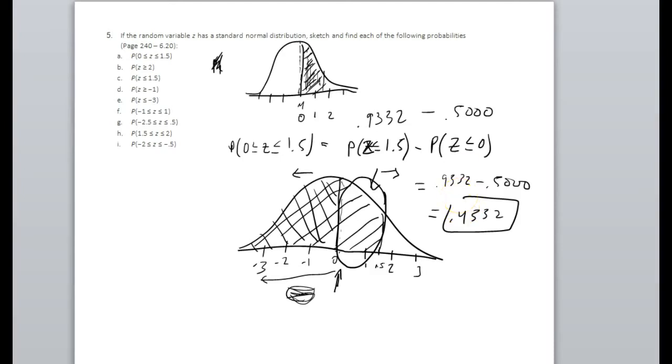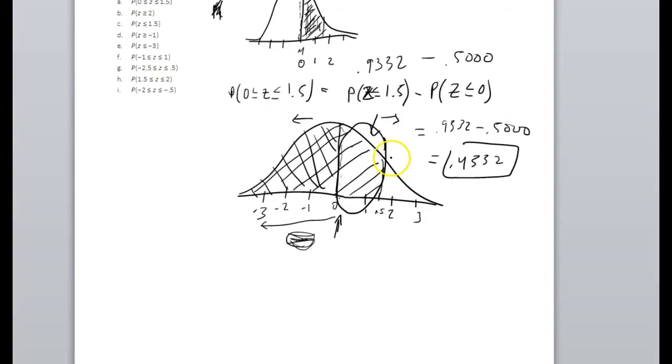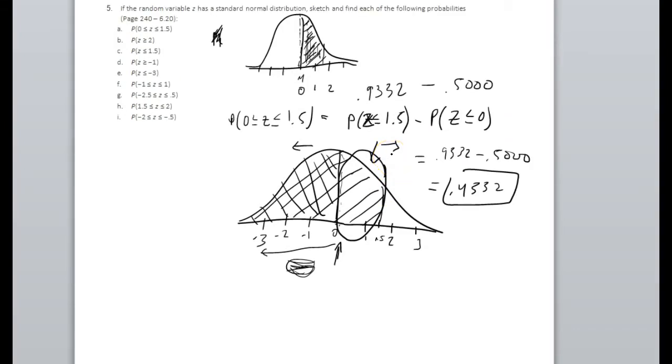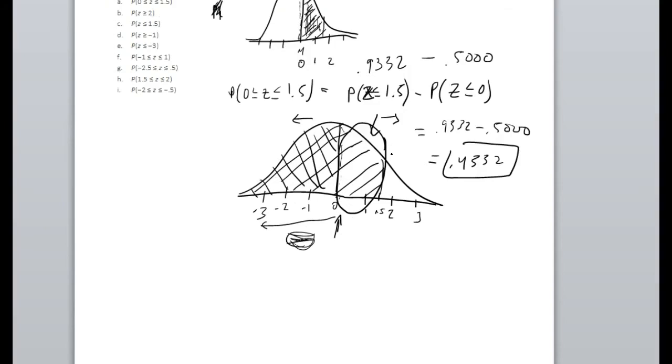Okay? Because this video is running pretty long, I'm only going to do one more. I'll just do B. B seems pretty easy. So we'll do B. Or it doesn't seem pretty easy, but it seems different, which I like. So B is the probability that z is greater than or equal to 2.